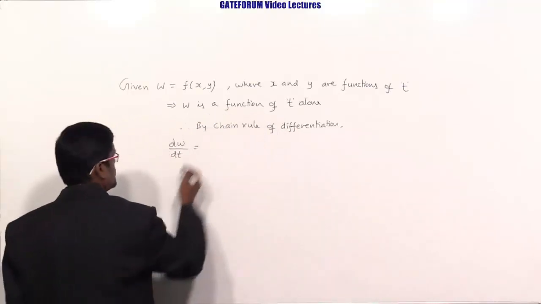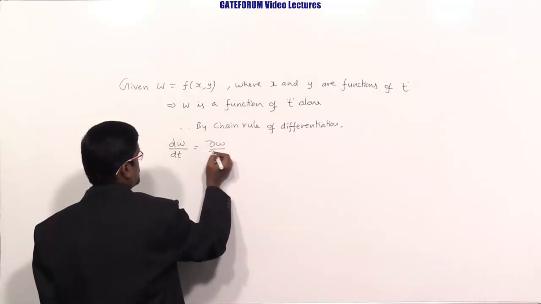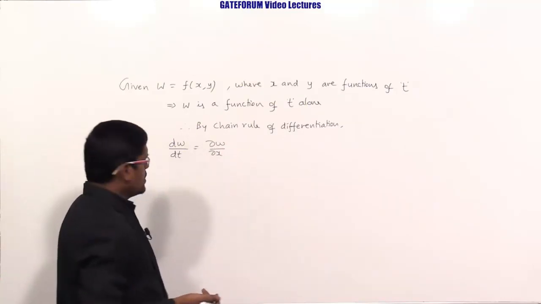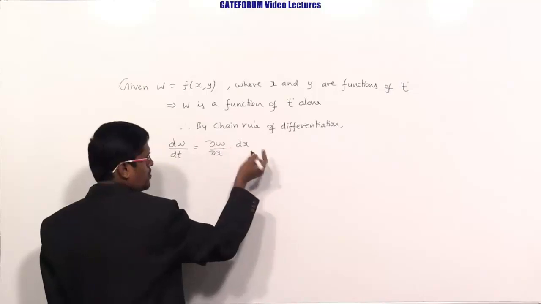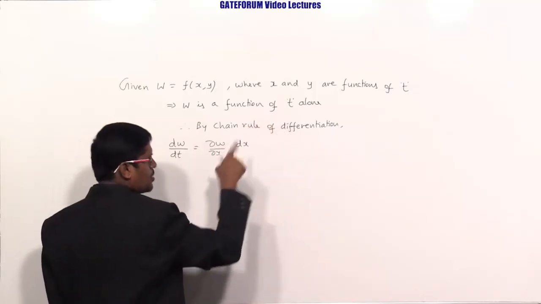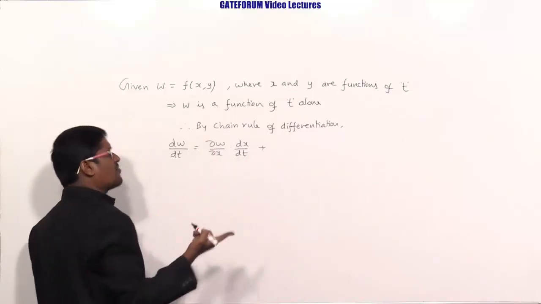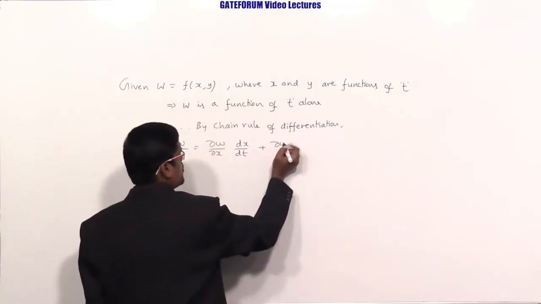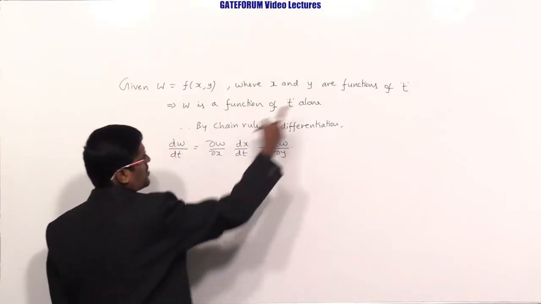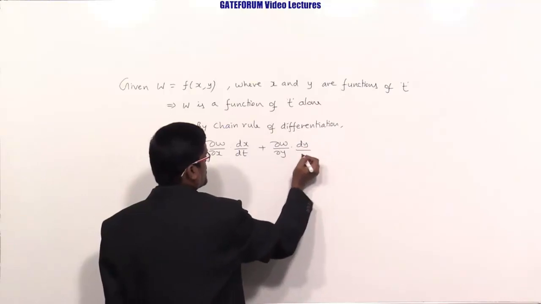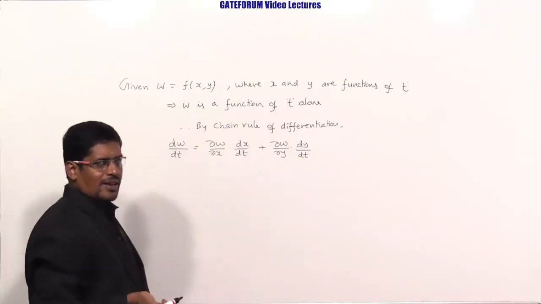Okay. So first partial derivative with respect to x, that is dou w by dou x, into x is a function of single variable, so don't write dou x by dou t, because single variable means ordinary differentiation, dx by dt, plus similarly w is a function of another variable y, dou w by dou y. Now y is a function of single variable t, so just multiply ordinary derivative dy by dt. Just as in our 11th class.